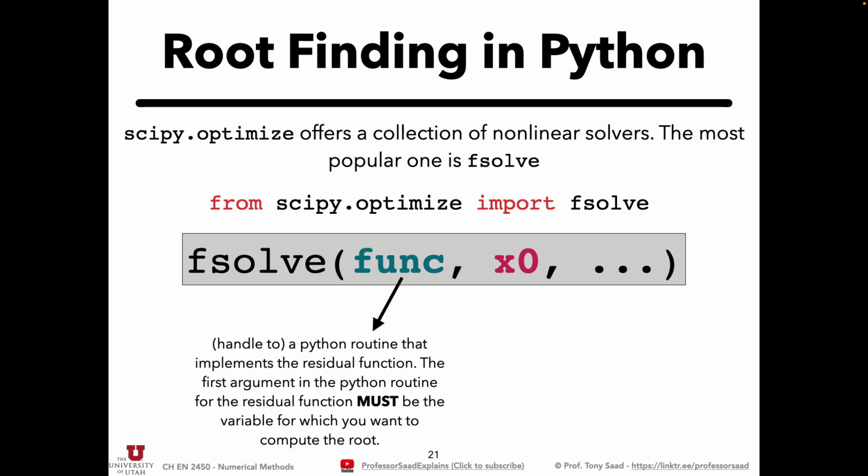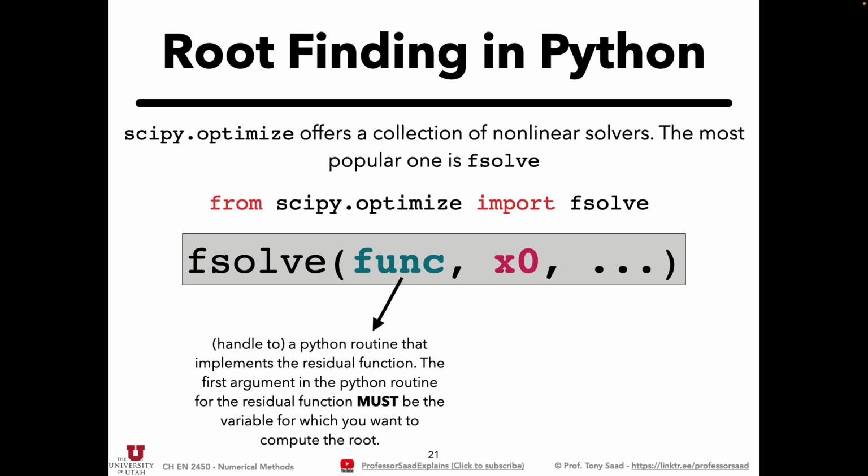Why is that important? Because there will be residual functions that depend on 10 other parameters that you may want to pass through the nonlinear solver. But the first argument needs to always refer to the unknown. You'll see it once we implement it by hand.